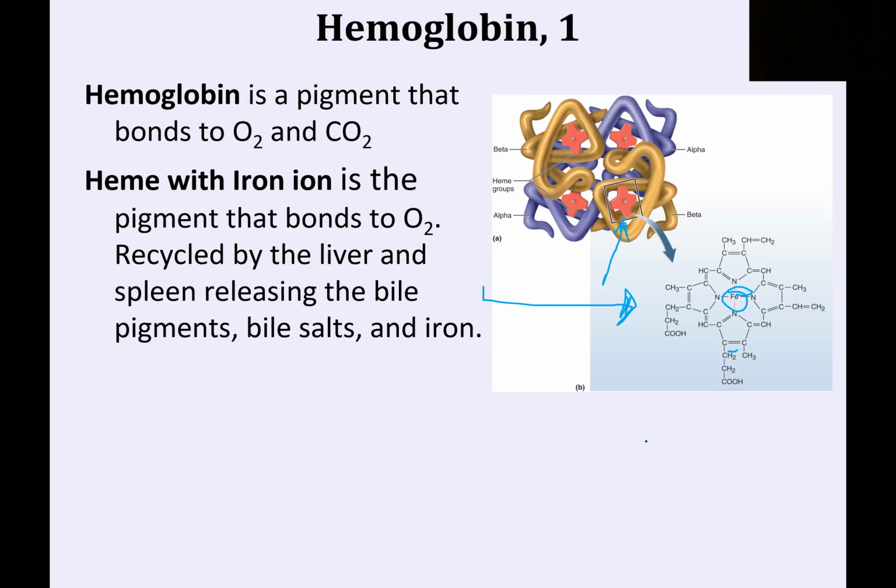Heme with the iron ion is the pigment that bonds to oxygen. Without iron, you're not going to transport oxygen. And so that's why one type of anemia is called iron deficiency anemia. This is recycled by the liver and the spleen to release bile pigments, which include biliverdin and bilirubin, bile salts, which are also called bile acids, and iron. We want to reuse those.